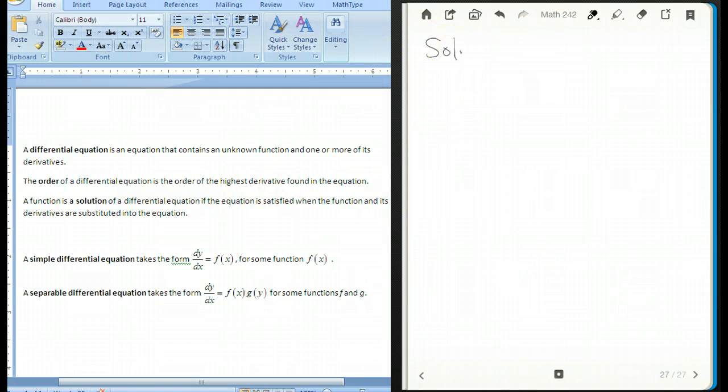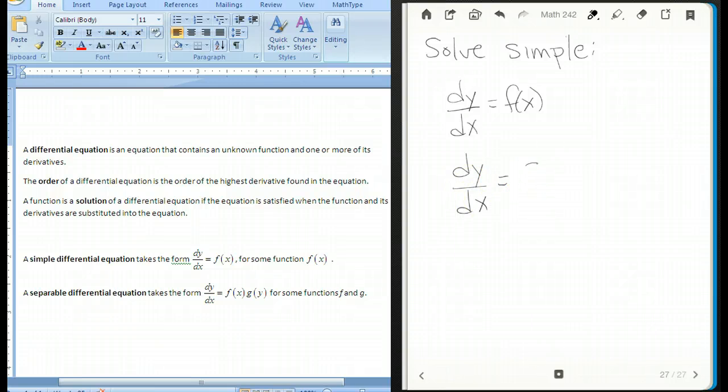So maybe I should just outline this for you. In order to solve a simple differential equation, they're called simple for a reason, you just have to undo the derivative, right? If it says dy/dx equals an expression of x, this is stuff you've seen before. For an example, dy/dx equals 3x squared plus 2. How would you find a function that satisfies this differential equation?